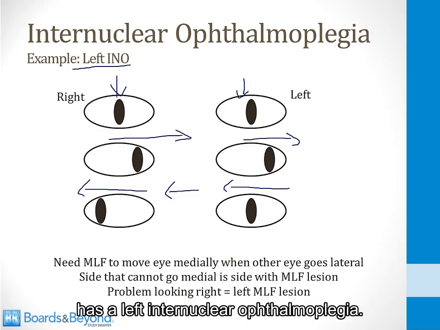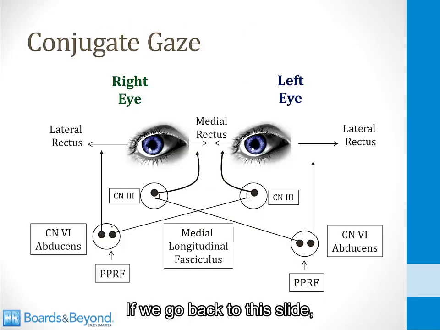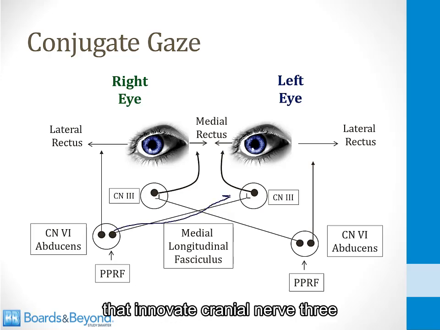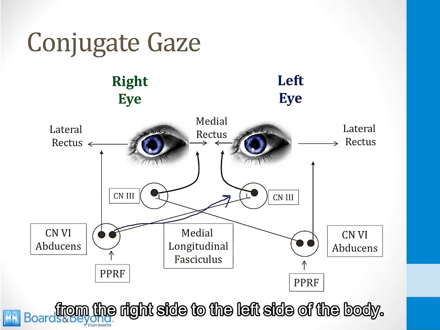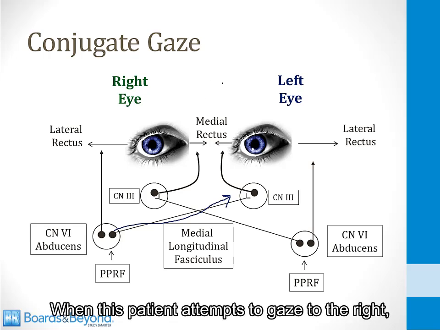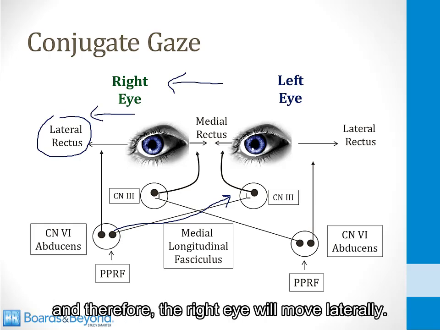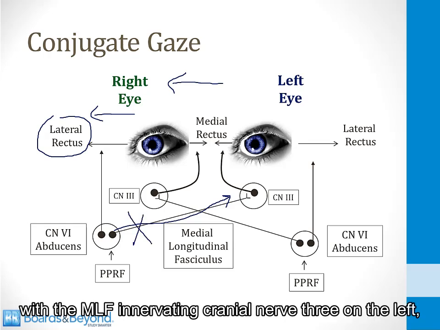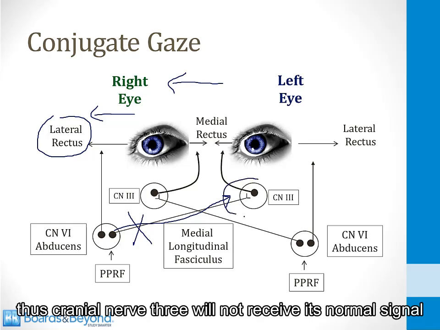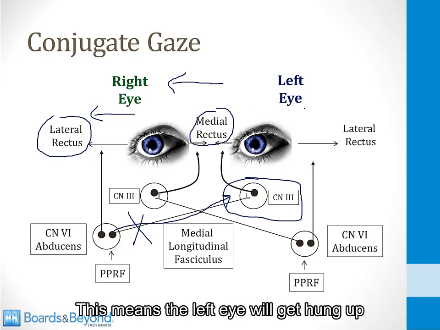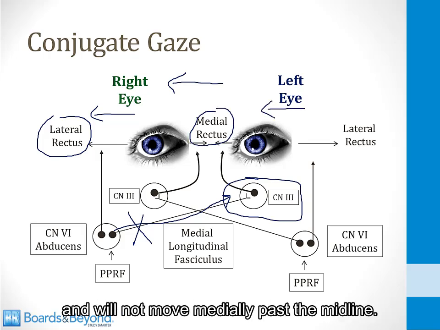If we go back to this slide, a patient with a left INO has a problem with the MLF fibers that innervate cranial nerve 3 from the right side to the left side of the body. When this patient attempts to gaze to the right, the lateral rectus muscle will be activated as it should, and therefore the right eye will move laterally. However, there's a problem with the MLF innervating cranial nerve 3 on the left. Thus, cranial nerve 3 will not receive its normal signal, and it will not activate the medial rectus muscle. This means the left eye will get hung up and will not move medially past the midline.